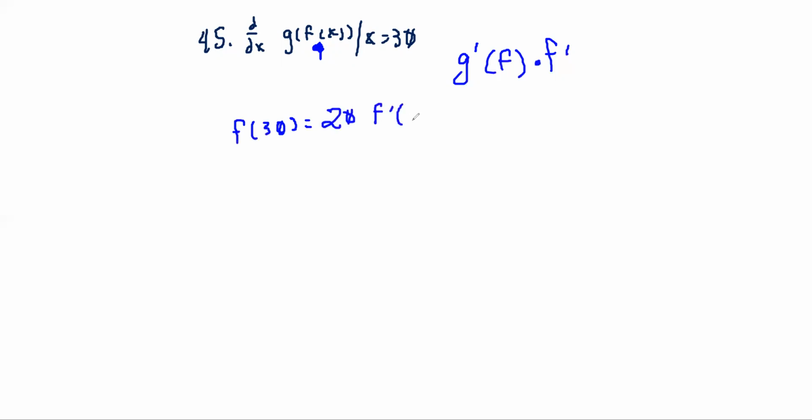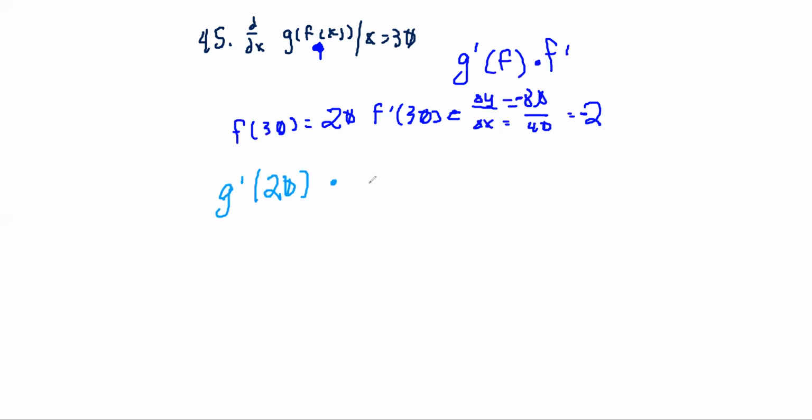f prime of 30 is equal to, so delta y is equal to 80, and delta x is equal to 40. So this is going to be negative 2, and it's negative because it's going down. And then we're going to say, okay, so I need to find g prime of 20 and then multiply that by negative 2.